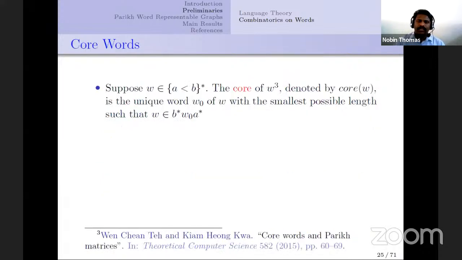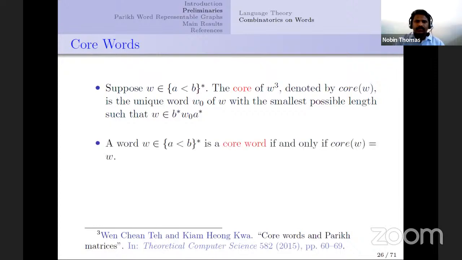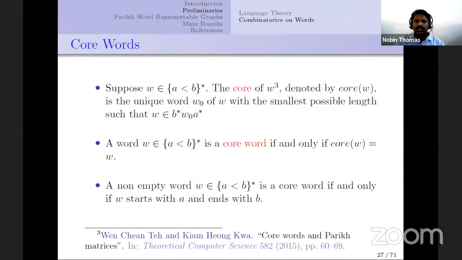Core word. Suppose w is a word over sigma 2 star. The core of w is the unique word w naught of w with the smallest possible length such that w belongs to b star, w naught, a star. A word w is a core word if and only if the core of w is w itself. A non-empty binary word is a core word if and only if it starts with a and ends with a b.